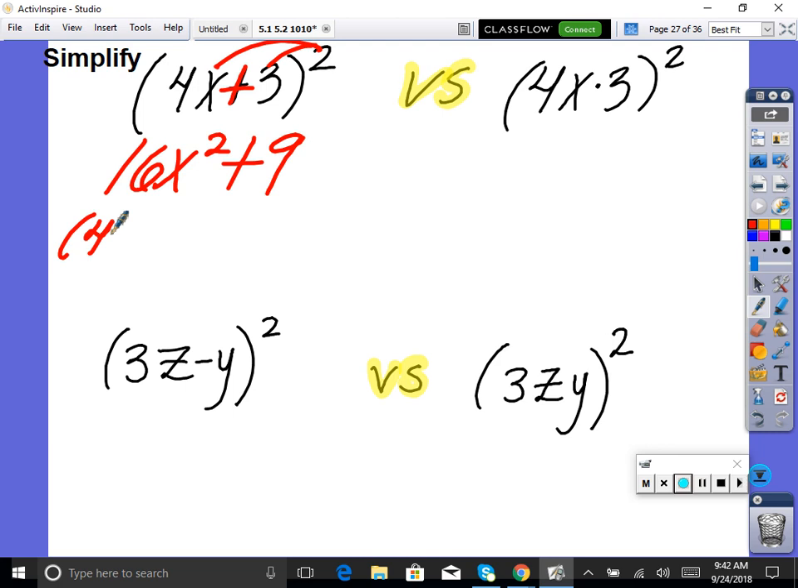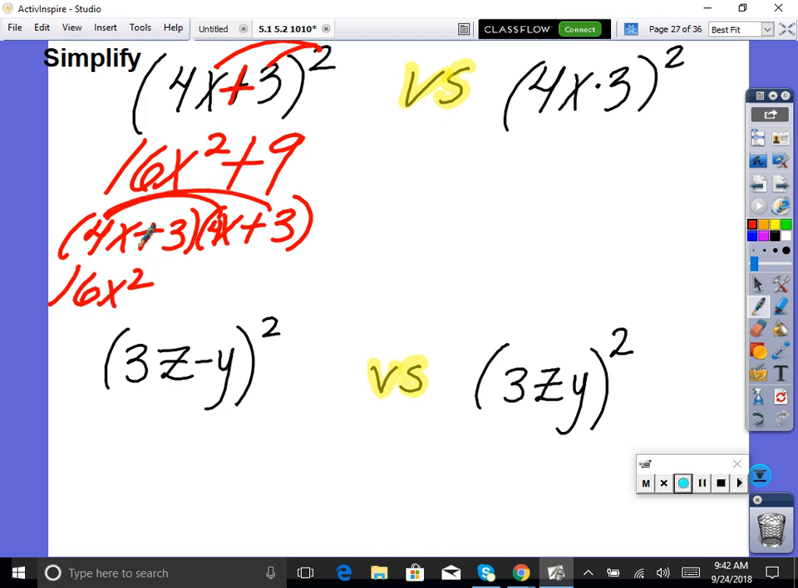You would have to write this out as 4x plus 3 times 4x plus 3. So then when you distribute, you would get 16x squared plus 12x plus 12x, which is 24x plus 9. Do you get the same answer if you break the forbidden rule versus not? No, so don't do it. Now right, here, is it breaking the forbidden rule? To square, square, square. No, because of the multiplication sign.